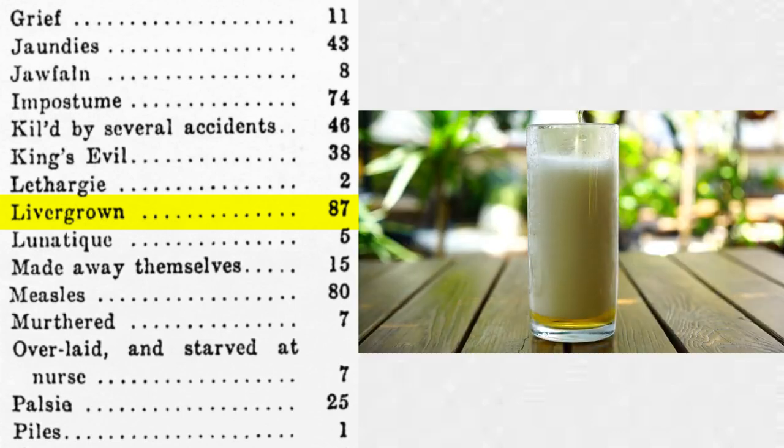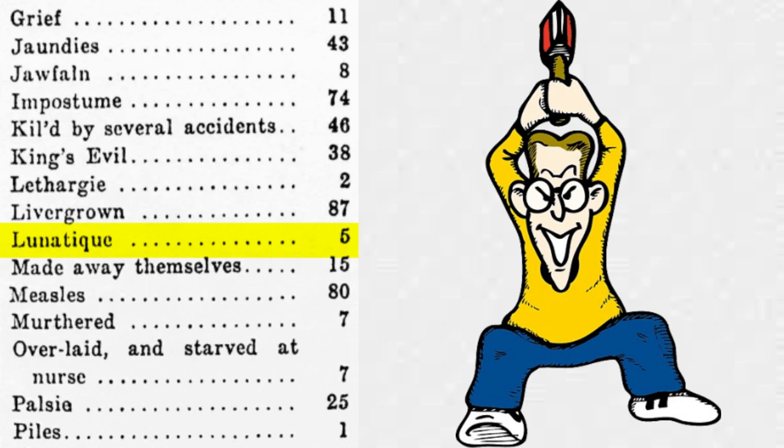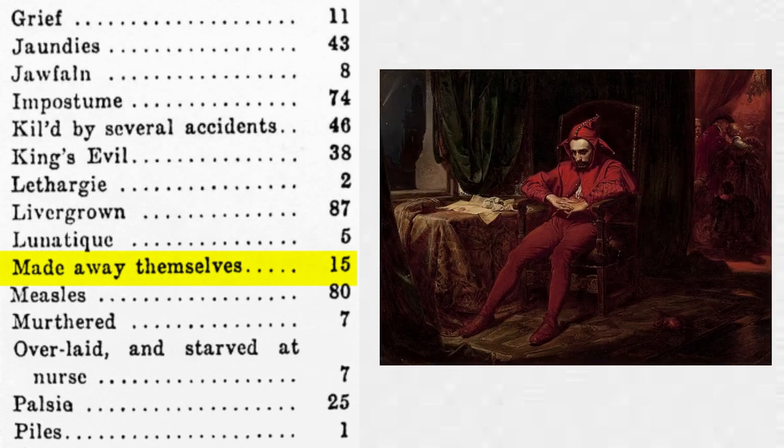If you look into how much alcohol people in this time drank, I don't think that was much of a surprise. 5 deaths are attributed to lunatique, which is the French word for a madman or lunatic. Unfortunately, I wasn't able to find anything about whether these deaths were caused by lunatics or deaths of lunatics. 15 are listed as having made away with themselves, which is a pretty respectful way of saying suicides.